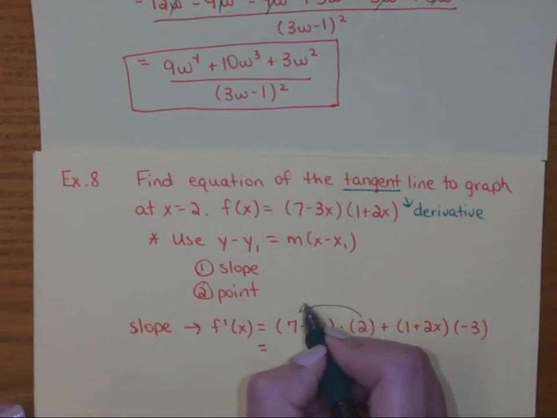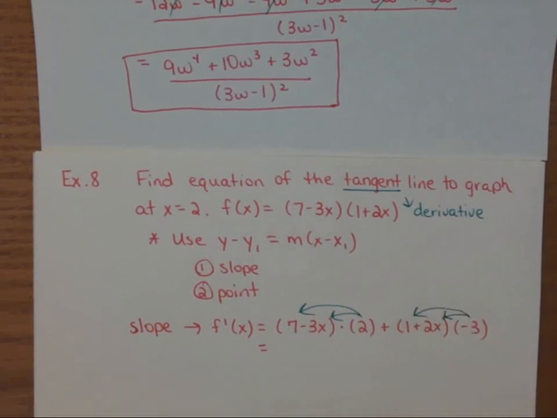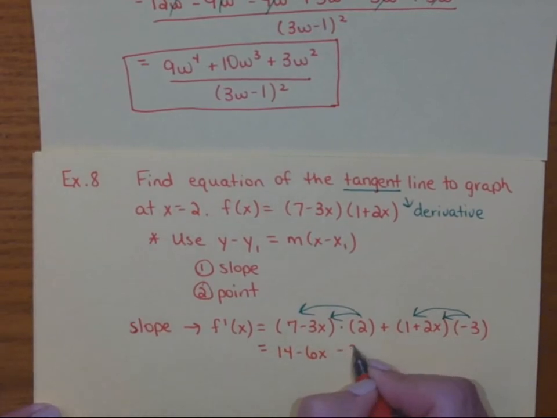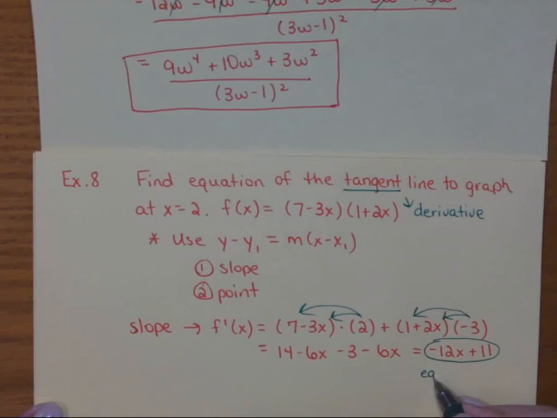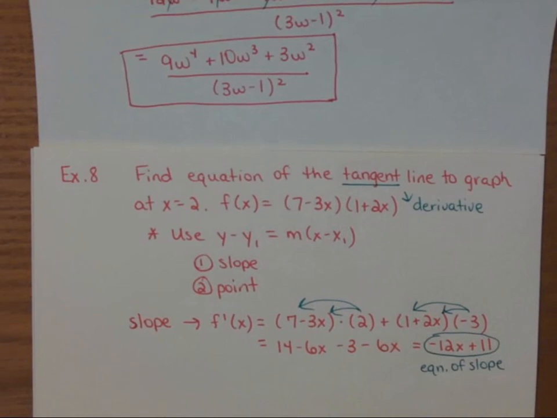But now I'm going to do distributive property here and here. So I'm going to get 14 minus 6x minus 3 minus 6x. So in the end, the equation for my slope is going to be negative 12x plus 11. So I'm going to circle this. This isn't exactly as far as I need to go, but it'll at least tell me how to find my slope. Okay, this is the equation of the slope of the tangent.